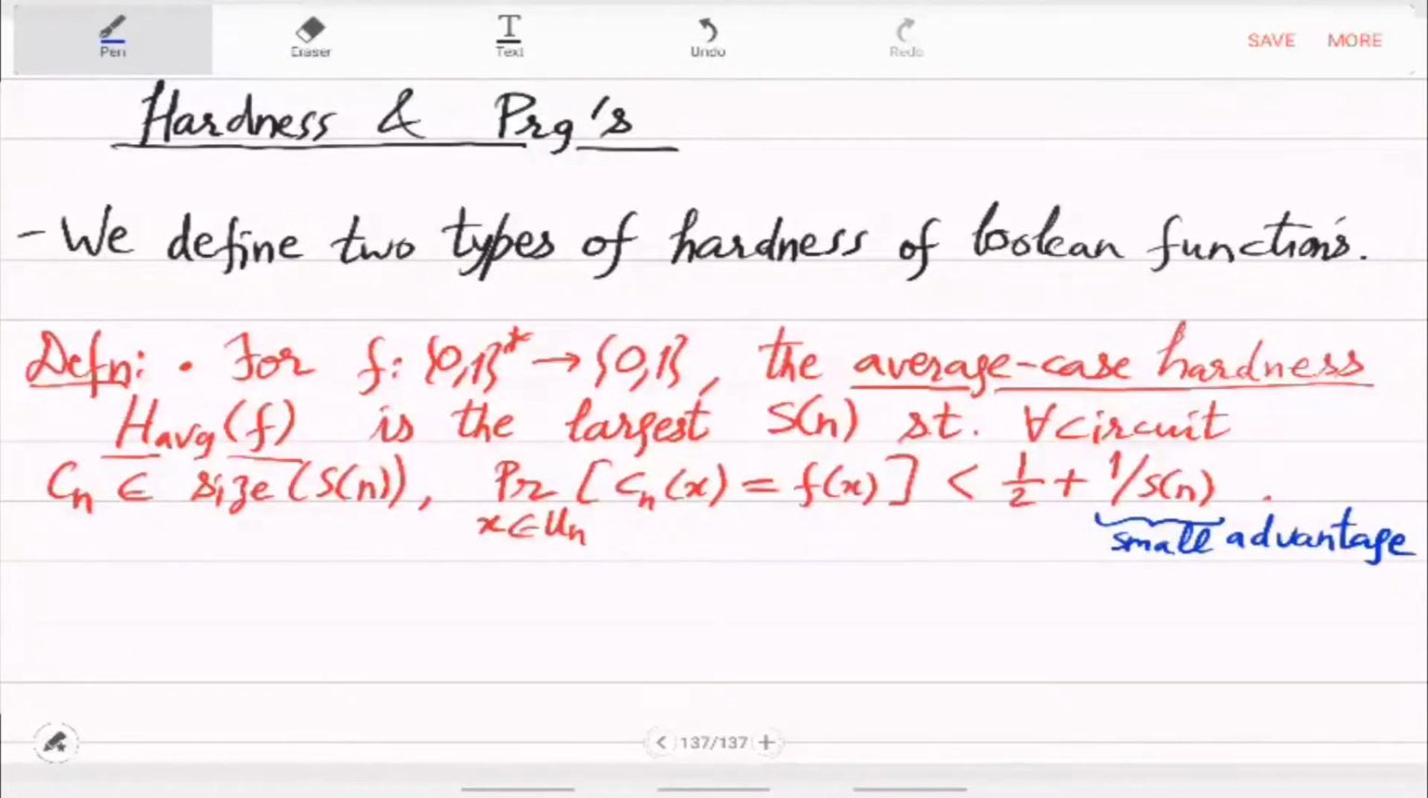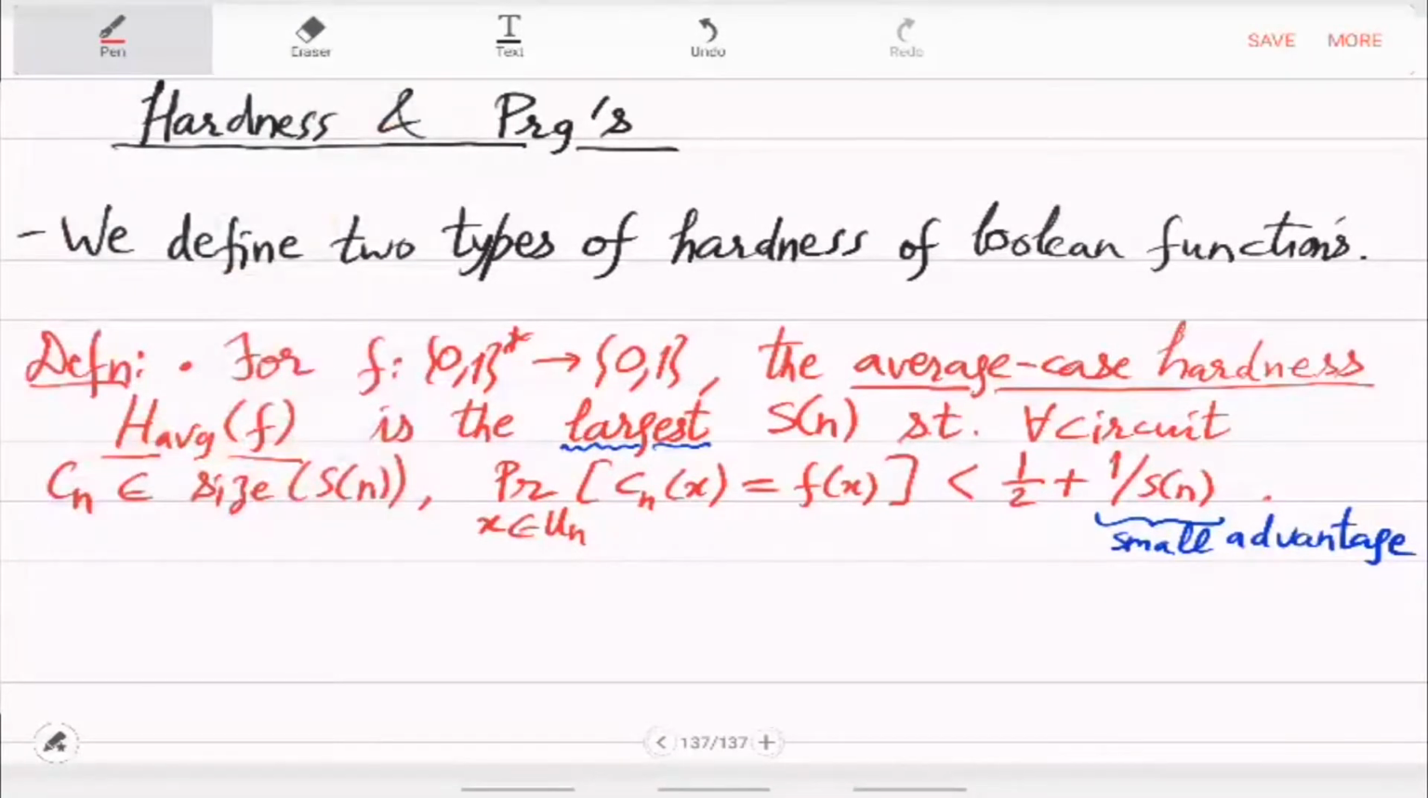So that largest S is what you will pick. Notice that as you increase the size S, as you increase the size of the circuit Cn, Cn will start approximating F better and better on more and more inputs. So the advantage will actually increase, which is why saying largest is fine, because this largest will exist. It's not unbounded.